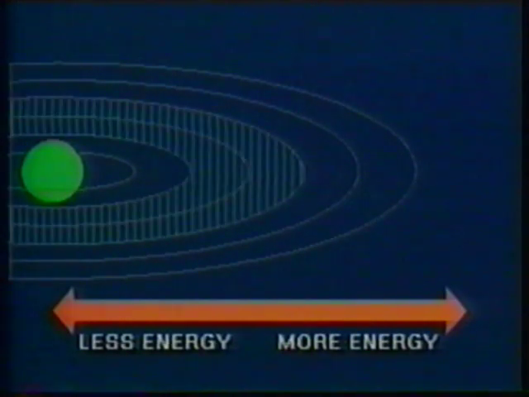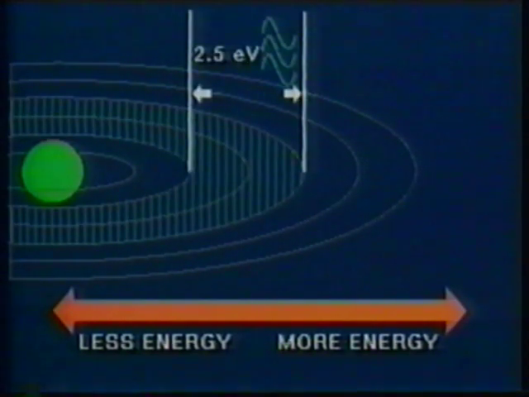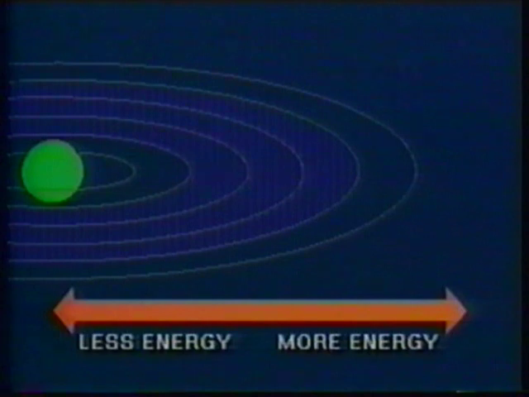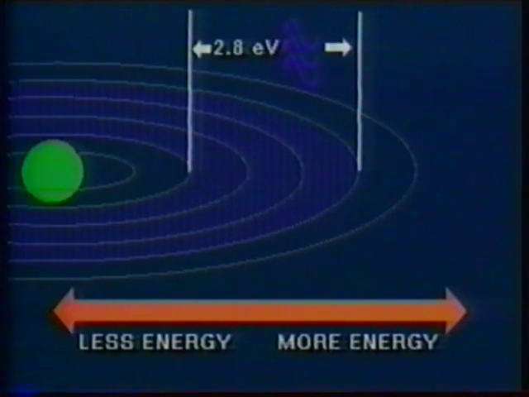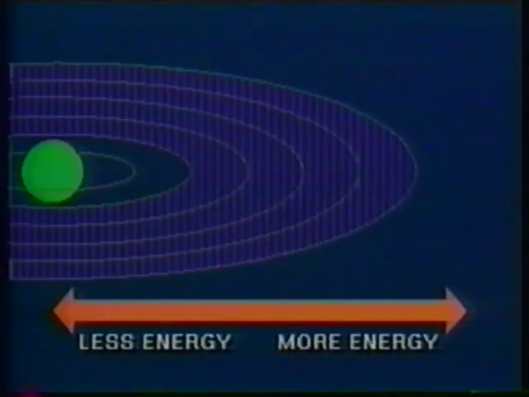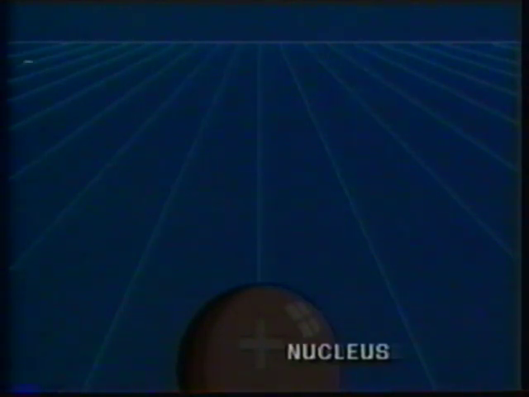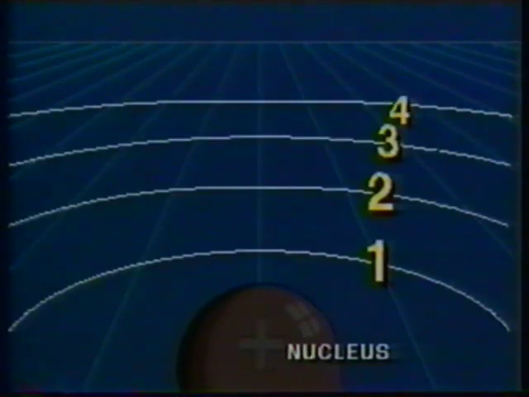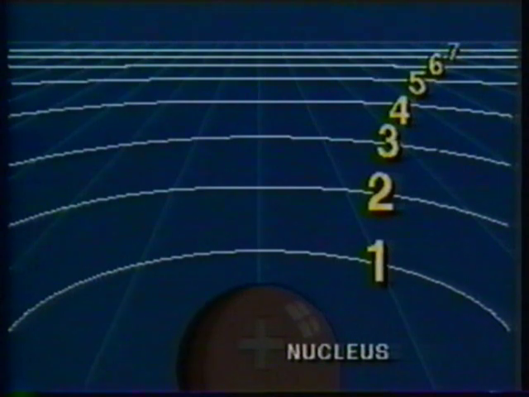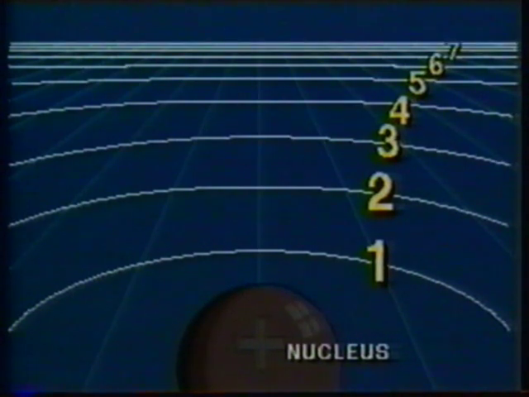Bohr reasoned that the energy difference between the smaller and larger orbits must somehow be related to Planck's discrete bundles or quanta of energy. This led Bohr to conclude that around the nucleus of an atom, an electron may occupy only certain precise orbits or energy levels.